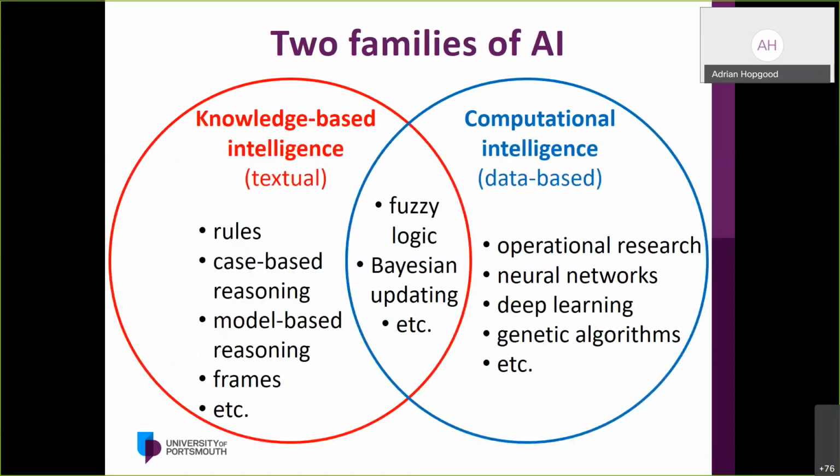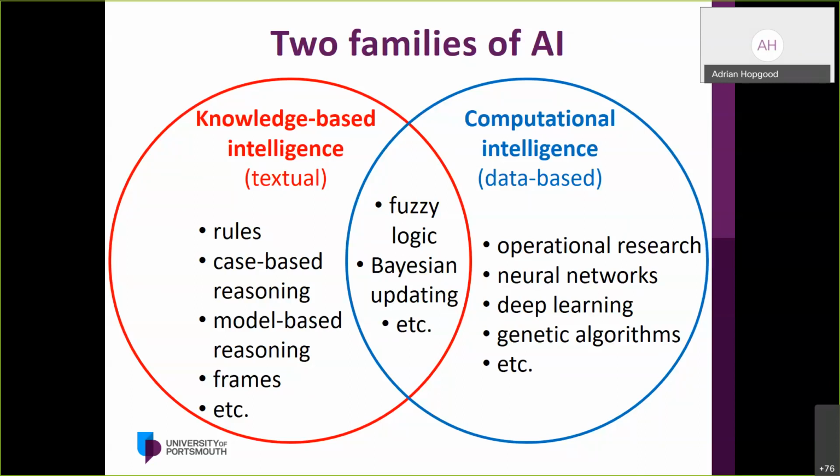So I like to draw this Venn diagram of AI techniques to illustrate that actually this is quite a large family of different computer-based technologies, which I broadly divide into knowledge-based intelligence and computational intelligence. The knowledge-based intelligence tends to be quite explicit textual representations of knowledge. And there's a long tradition of AI based on knowledge-based techniques.